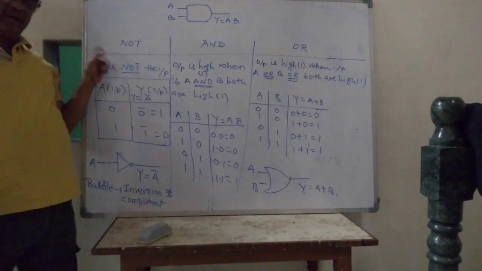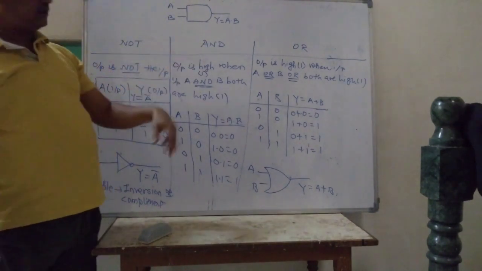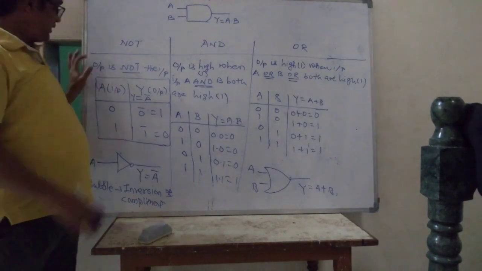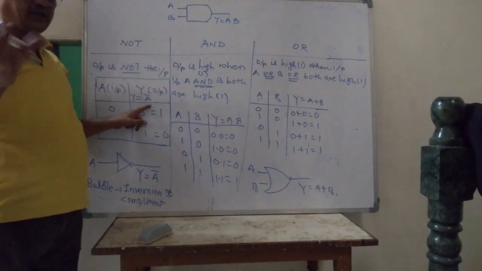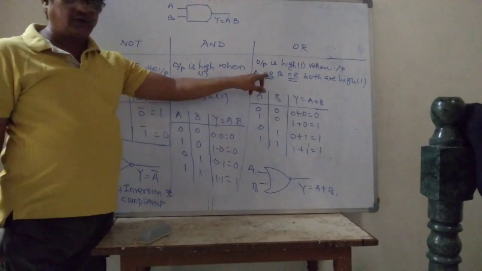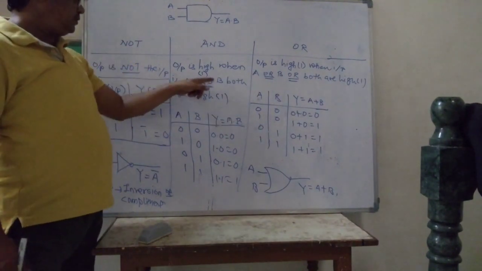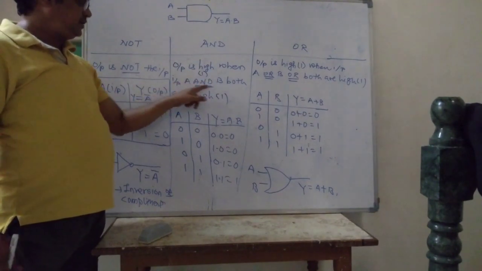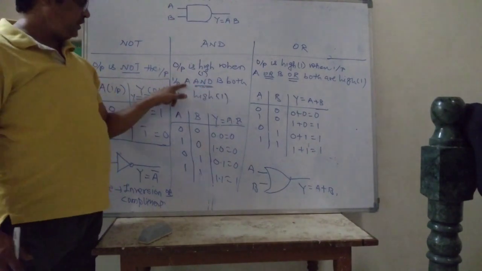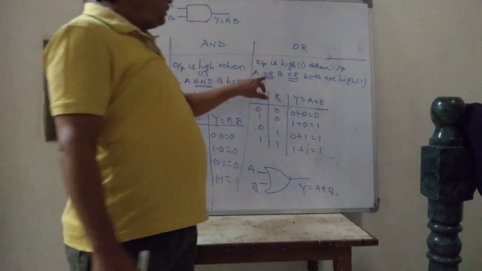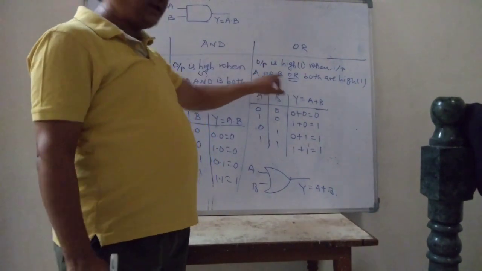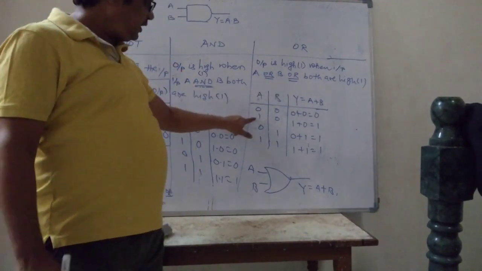So the first operation is complement, the second operation is product, the third operation is summation or addition. But in the logical way, the relation between input and output depends on certain logic. Here the logic is complement or inversion, here the logic is product, and here the logic is addition. While defining, this indicates the name of the gate, AND gate, but the meaning is the dictionary meaning. A and B. OR is the name of the gate, but indicates the dictionary meaning. A or B.